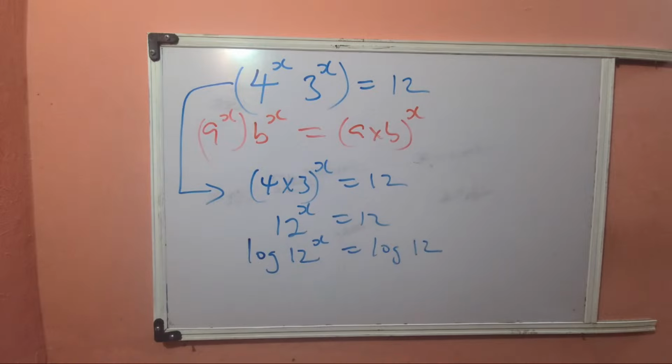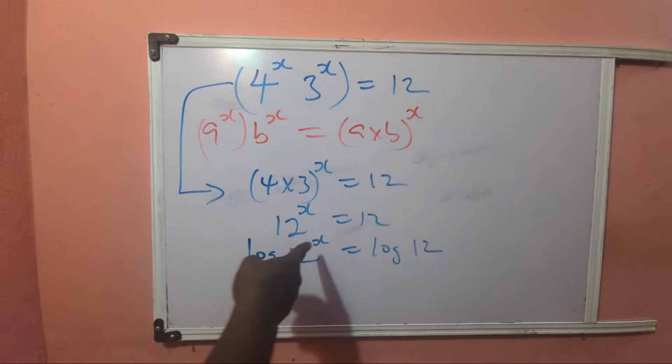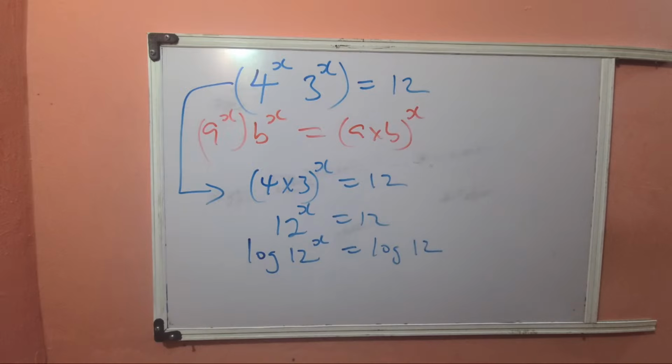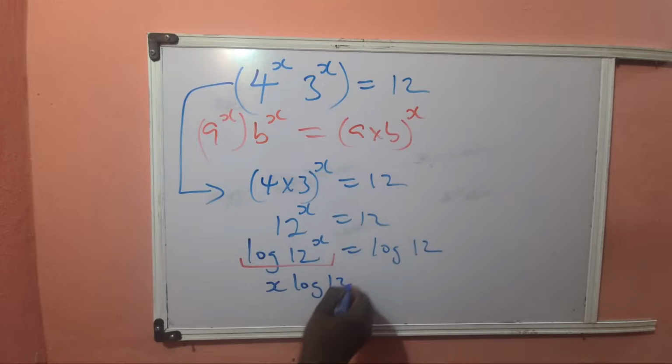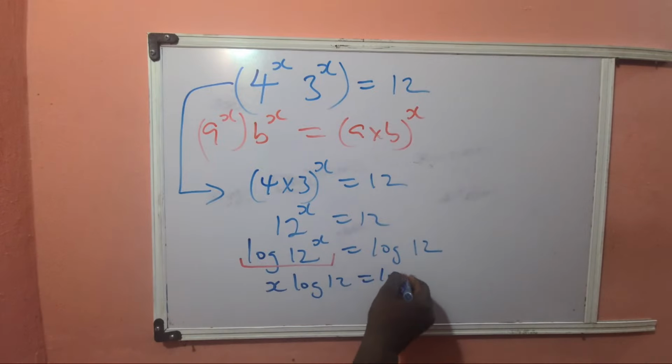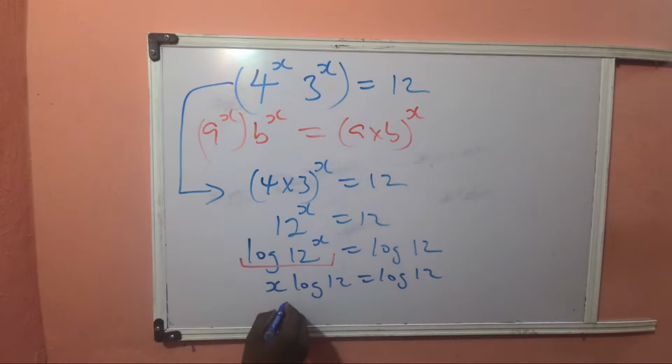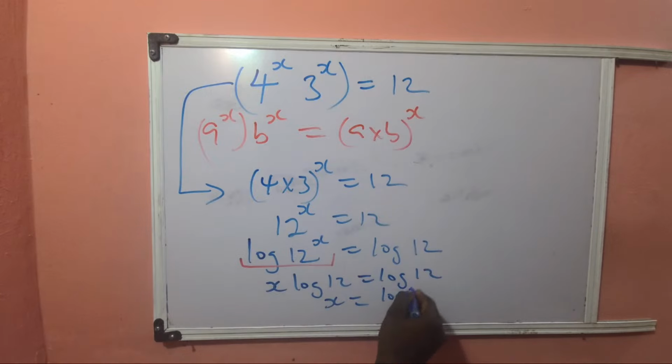I'm very sure you all agree with me. Nobody is going to disagree that this is the same thing as x log 12. Of course, that's a particular law in logarithm. So if you have it like this, this will equal log 12. And from here, are you seeing the answer already? From here, my x will be equal to log 12 over log 12, which is equal to what? 1. And that's 3 marks.